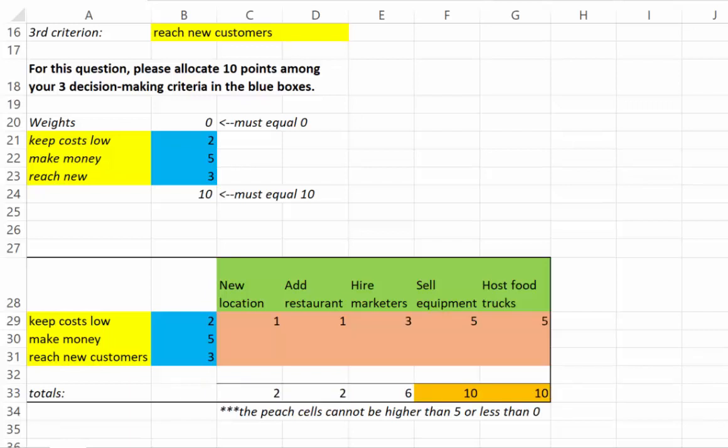In terms of making money, the potential revenues from the equipment and the new location are higher than adding a restaurant, the marketers less so, and the food trucks lower than that. The marketers help to spread Lucky Bucket's name to the most new people, while the new location and food trucks would help them reach new local customers, and the restaurant would attract some new customers. Selling equipment helps to bring in the fewest new customers because it doesn't spread the Lucky Bucket name except to other brewers.